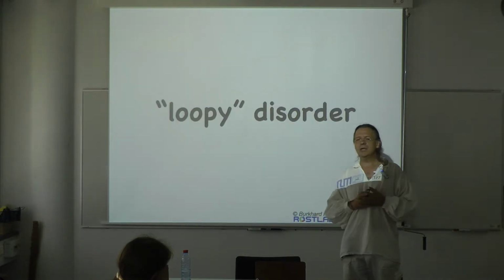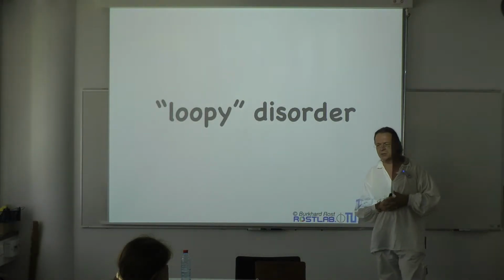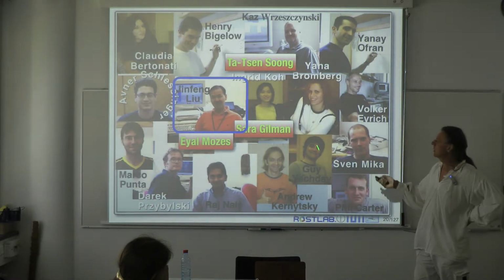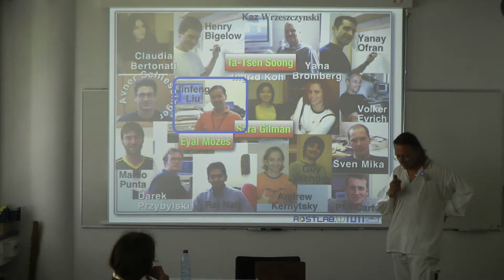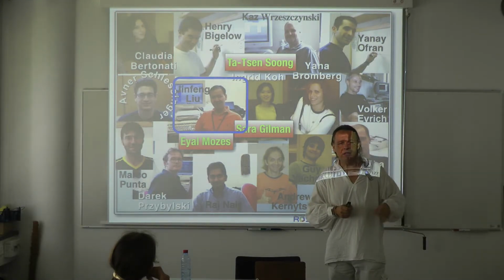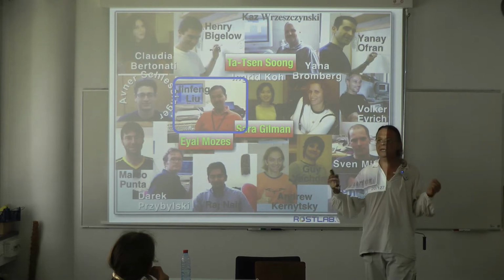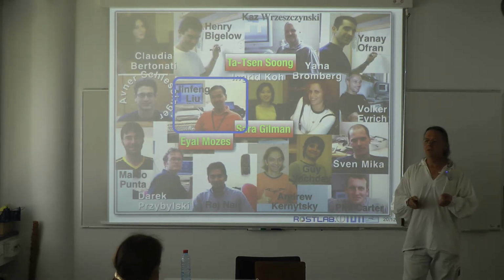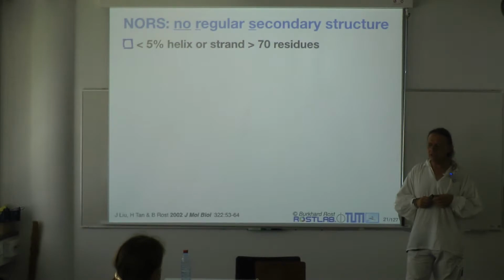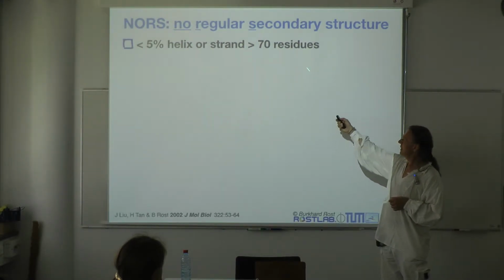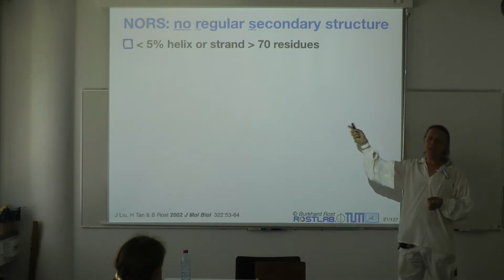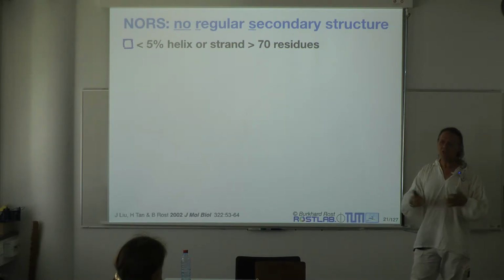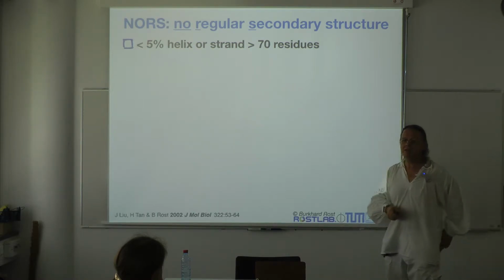One extreme way is loopy, what I call loopy disorder, and that goes back to work from Jinfeng Liu, who's now at Genentech, and that started with doing sequence analysis. We saw that there were long stretches in sequences that had no regular secondary structure. So one definition that Jinfeng came up with is, let's just look at things that have over 70 consecutive residues, less than 5% helix or strand. So essentially it's only loop predicted for 70 residues, or 65 of 70 residues, right?